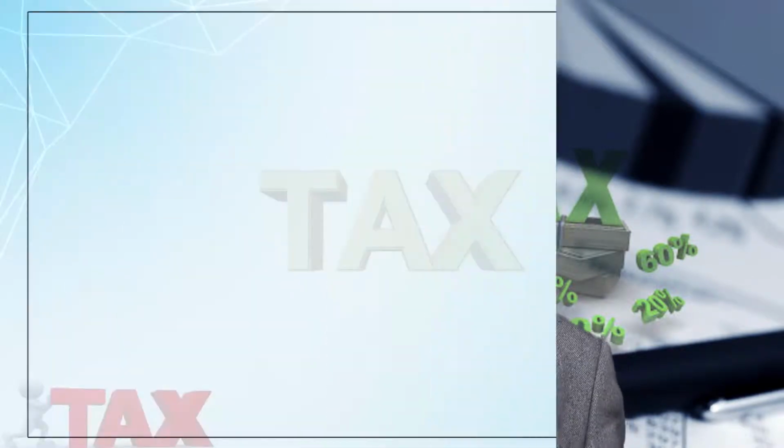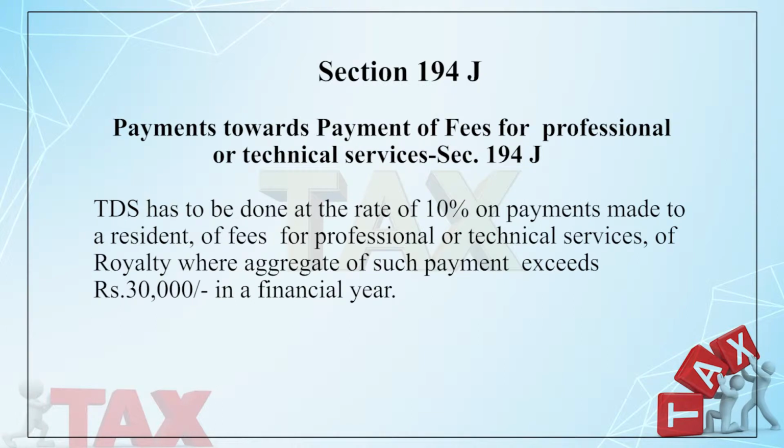The second most important of the TDS sections. There are a number of sections and all are equally important. The second one, which is very important, is TDS, or tax deduction at source, on professional and technical services, that is, fees for technical and professional services. The relevant section is 194J.